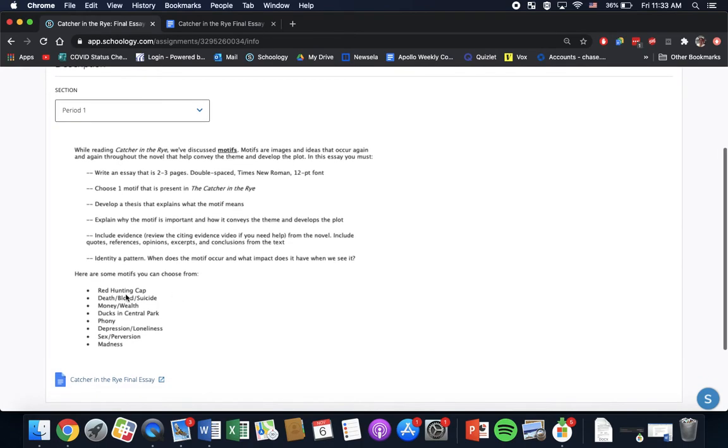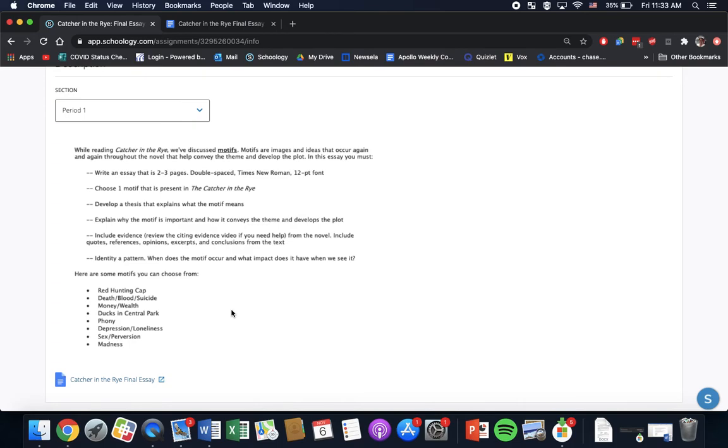Here are some of the motifs that you can choose from. If you found a different one from Catcher in the Rye that you'd really like to write about, please let one of us know and we'll give you the thumbs up or thumbs down about it. Red hunting cap, death, blood, or suicide, money and wealth, ducks in Central Park, the idea of phoniness or fakeness, depression and loneliness, sex and perversion, and madness.